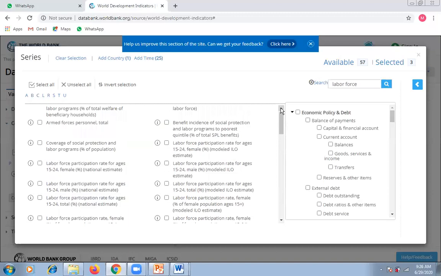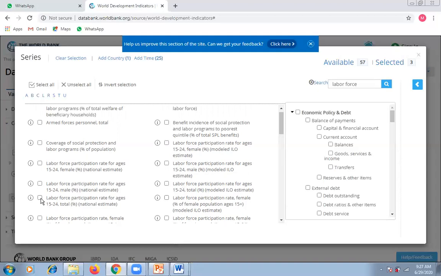Labor force participation. Here you can see different types of variables. Labor force participation for ages, for female, for male. This is for female. National estimate, national estimate. Labor force participation for ages 51. Labor force participation rate for ages 15 to 24. For ages, national estimates. National estimate is here.